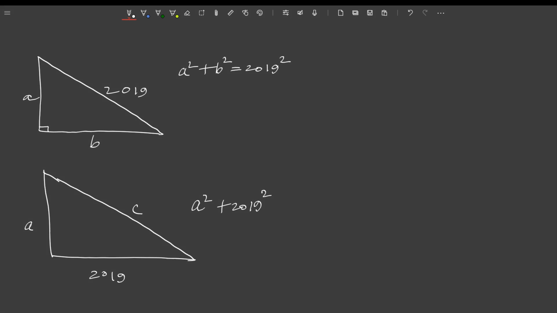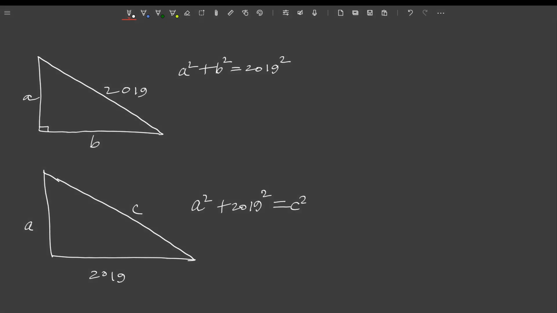In the first scenario, we assume that the missing side is the hypotenuse, and let us say that the other two sides are a and b. Then we will have a square plus b square equal to 2019 square.